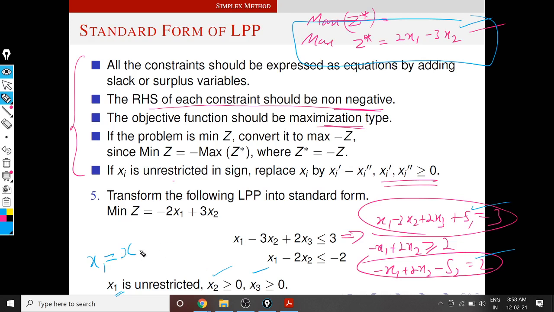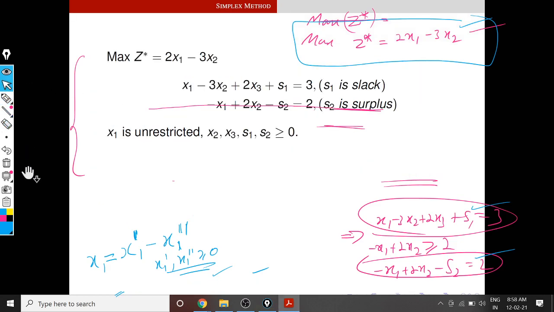That is, we take x1 dash minus x1 double dash, because these two variables are for x1. That's why we use the lower suffix as x1. One means first variable, two means second variable. Also we assume that x1 dash and x1 double dash are positive. This is possible because every real number can be written as a difference of two non-negative numbers. That's the idea.